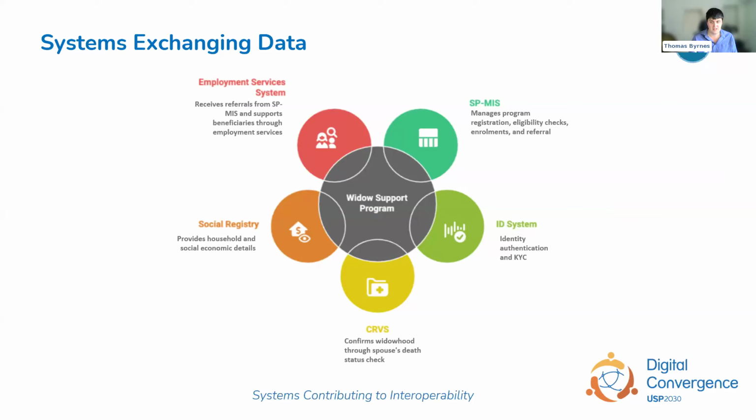And around it are the systems that exchange data: the ID systems for identity authentication, the CRVS for confirming widowhood through spouse death certificates, the social registry for household and socioeconomic data, and of course the employment services systems, which receive referrals and support activations.